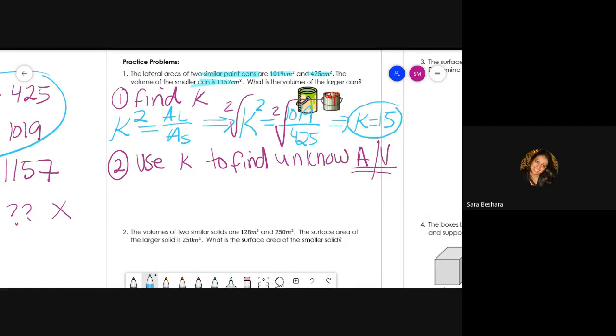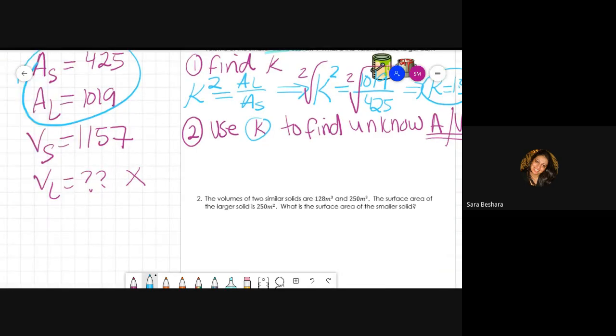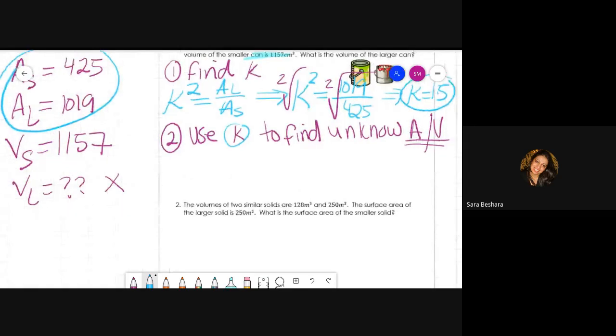Now that I found k, can I use the k to find the unknown area or volume? Well, the question here really specified that the unknown is volume, large volume. We use the proportion again, but because it's volume, k must be cubed. So k cubed would equal volume large over volume small.